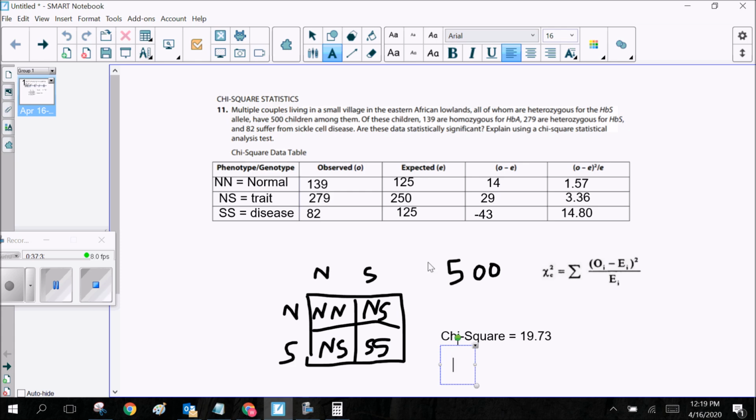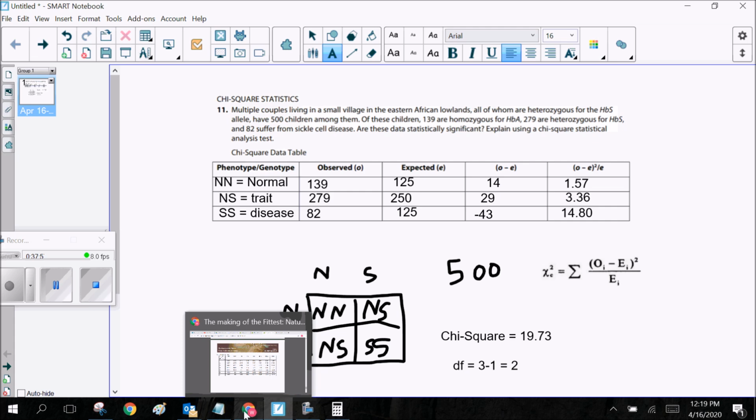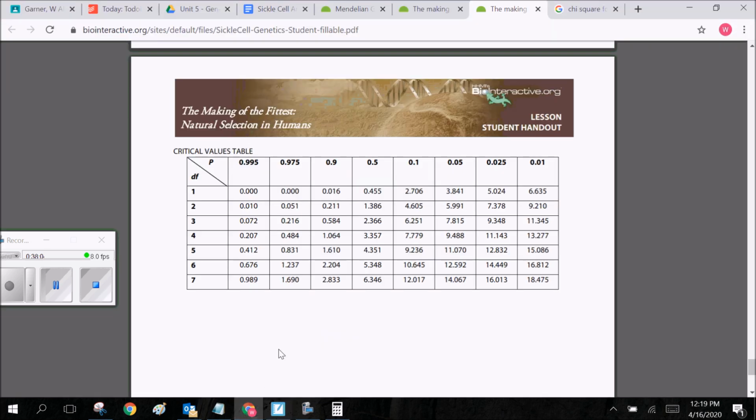Now, in this case, whenever we do a chi-square with genetics, our categories are going to be the phenotypes or the genotypes. So here we have 1, 2, 3 possible phenotypes. And so our degree of freedom is going to equal 3 minus 1, and so it's going to equal 2. So you always take the number of categories and subtract 1. And that always gives you your degree of freedom. If you want a more in-depth explanation as to what degree of freedom actually means, you can certainly find one. I can also post a separate one for you to look at.